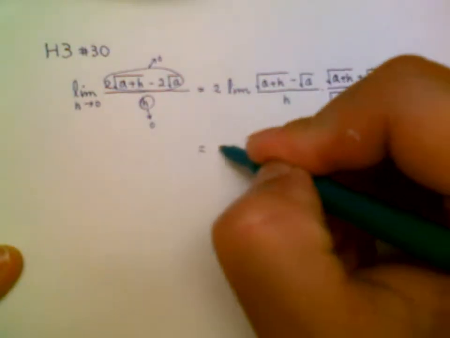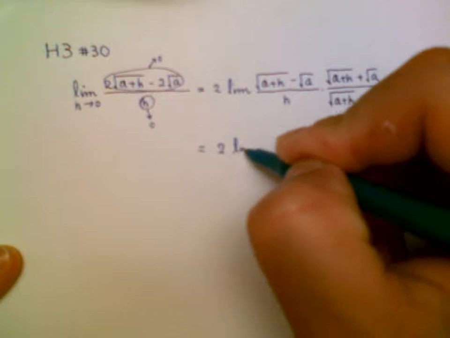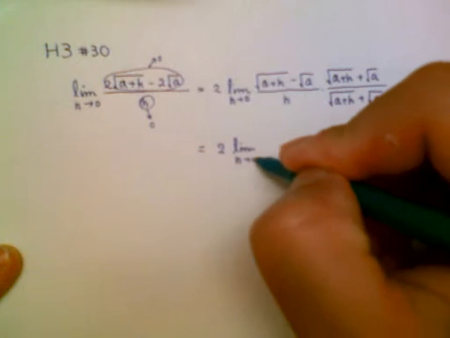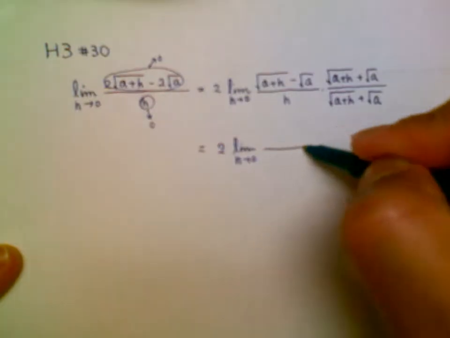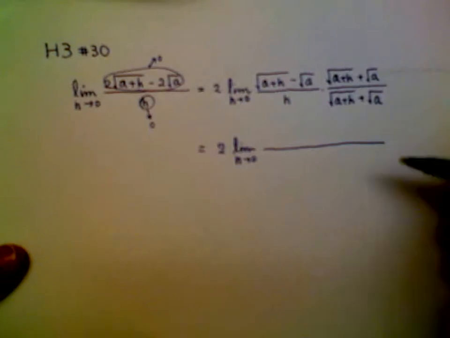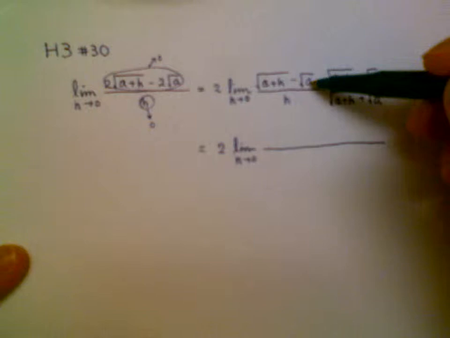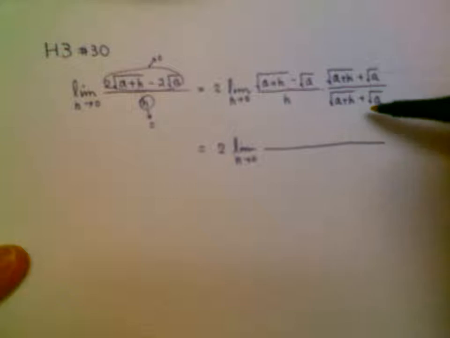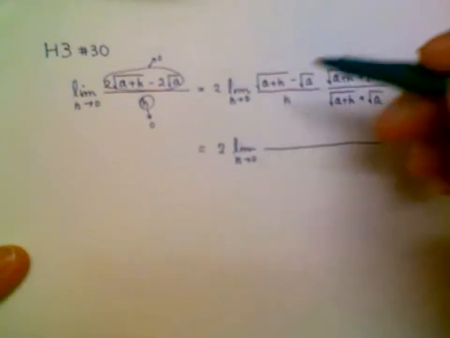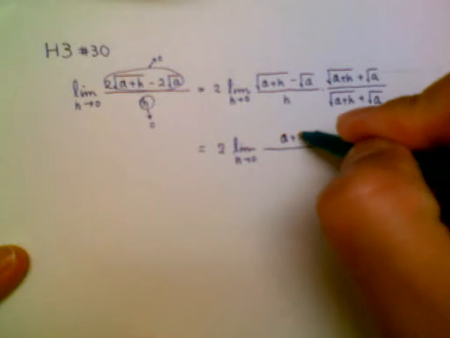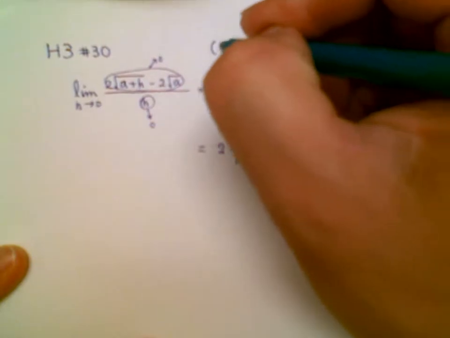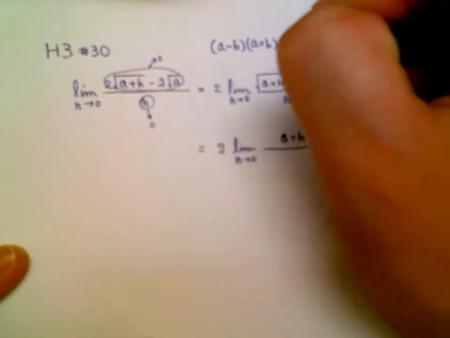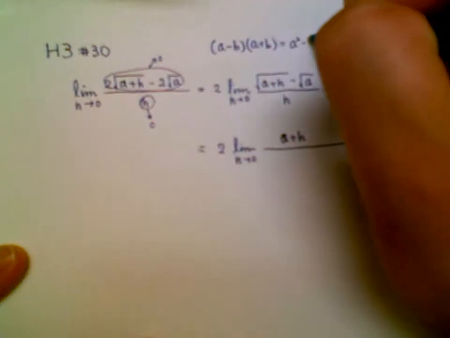So you have 2 already in front, and you have a limit. Oops, I forgot to write the h approaches 0 there, and h approaches 0. So it's going to be a big fraction. Then here, this is a minus b times quantity a plus b form, so it's going to be a squared minus b squared. So first guy squared is going to be a plus h. I'm using a minus b times a plus b is equal to a squared minus b squared.